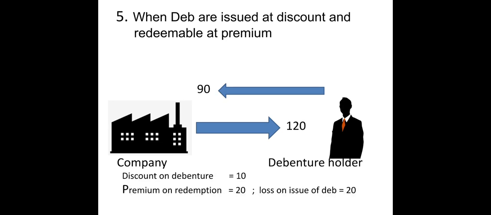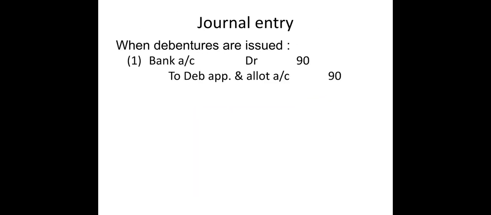Okay, now here, as already discussed, you can see that the discount amount is 10 rupees, premium on redemption is 20, and loss on issue of debenture is also 20, because premium is nothing but loss. Due to premium, the company suffers loss. Okay, so now let's discuss the journal entry. The journal entry is very simple, student.